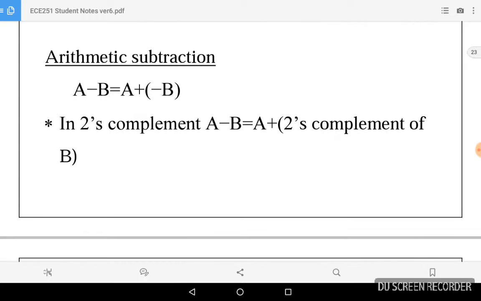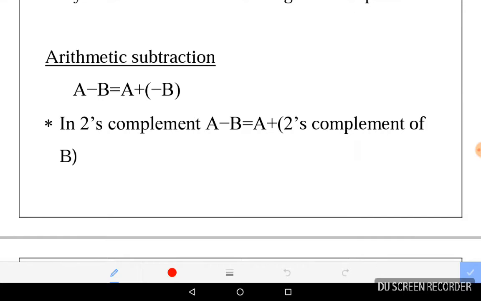So to do subtraction, if you wanted to do a minus b, you would just do a plus a negative b. And so the idea is that we're going to use 2's complement for negative numbers only.